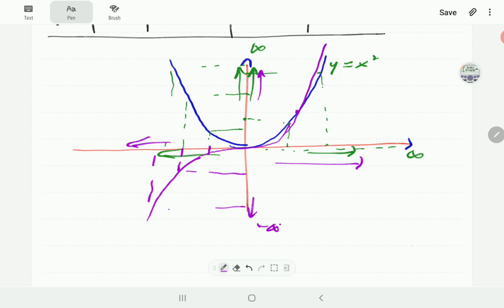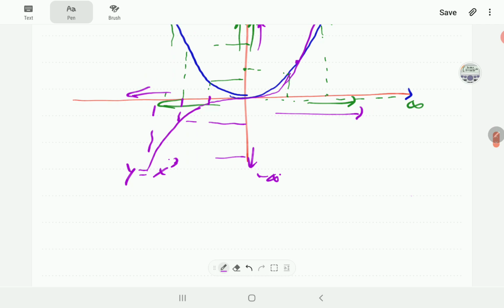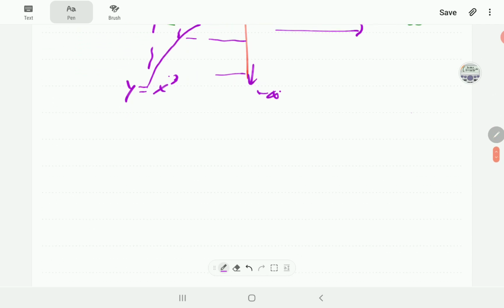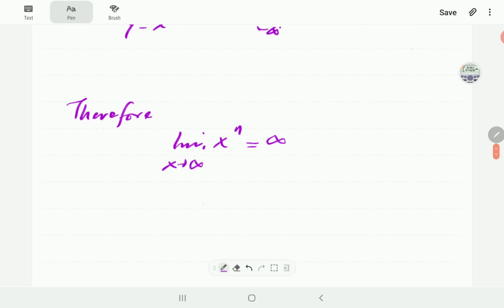It's going to be the same situation for x to the power 5, x to the power 7, etc. So let's conclude. The conclusion is that the limit of x to the power n as x goes to infinity is infinity as well.